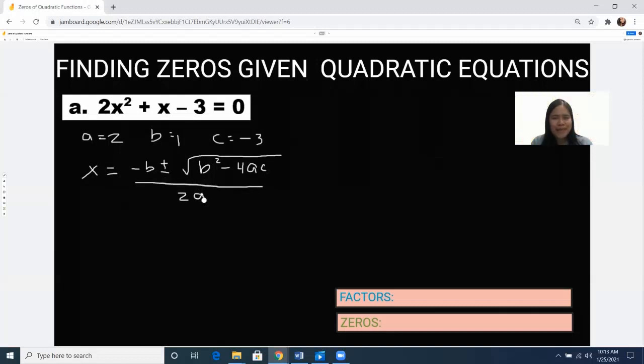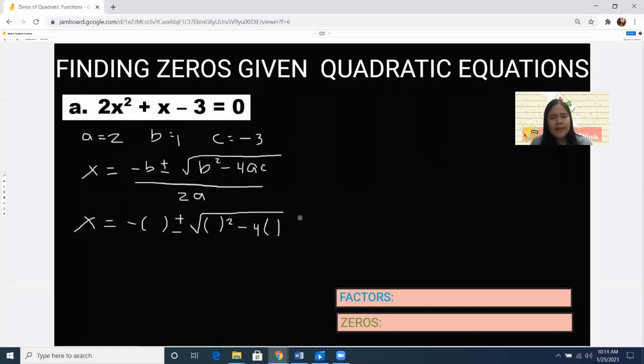Now we will replace all the variables with parentheses. So we have negative parenthesis and then plus or minus. We'll just change all the variables to parentheses, because we will plug in all the values of A, B, and C there.